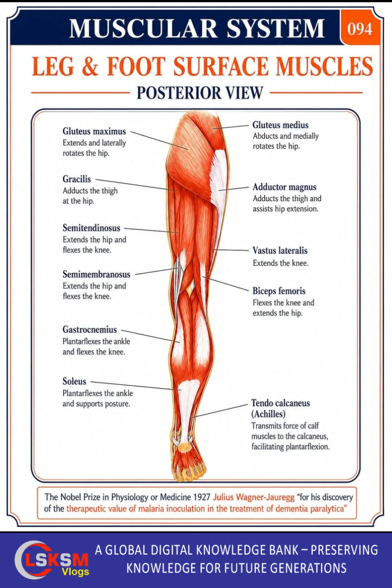Leg and foot surface muscles, posterior view. Highlights the calf muscles, Achilles tendon, and other posterior leg muscles. These muscles generate powerful movements for standing, walking, and jumping.